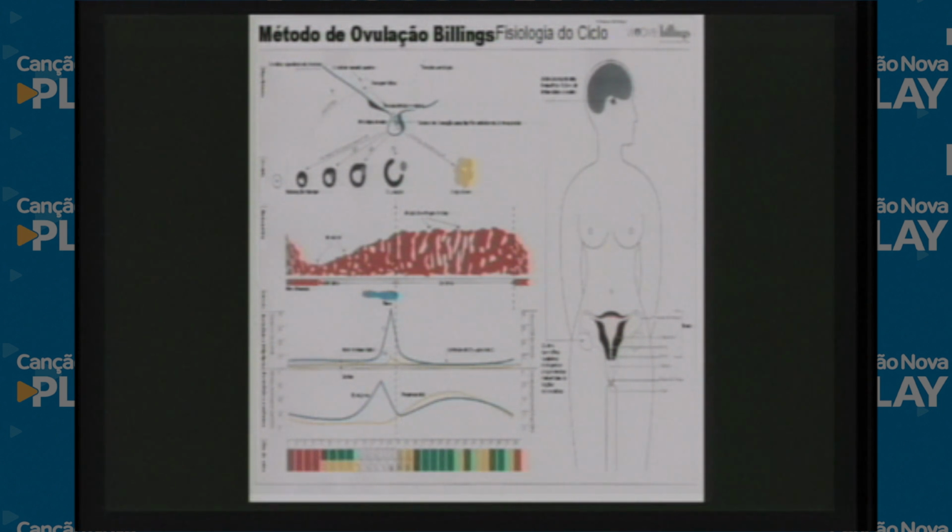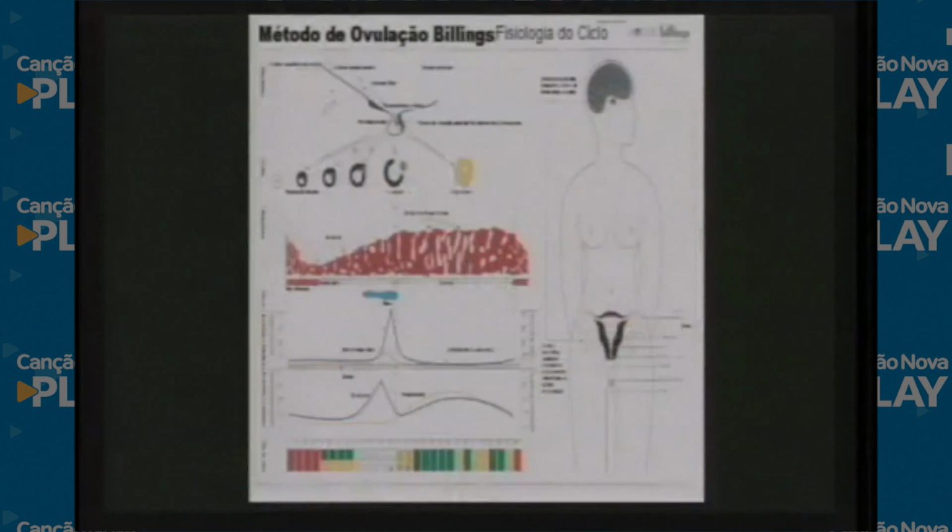In every cycle, it's not just one follicle that starts to develop, but a group of follicles. But if ovulation occurs, one will become dominant, it releases the ovum, and the other follicles die.